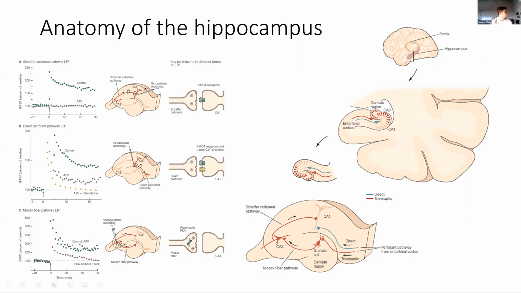APV is not sufficient to block this memory, but APV plus a drug that blocks this channel is sufficient to block that memory. So it's a combination of those two receptors, or those two channels, that actually allows for that memory. And then the last example is the mossy fiber input into the CA3 area. And this is our presynaptic memory.